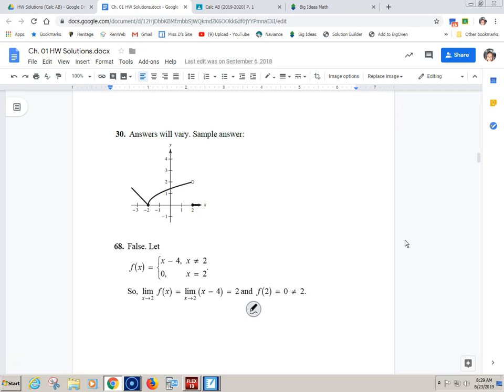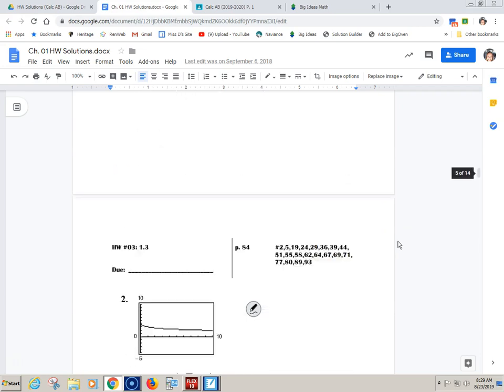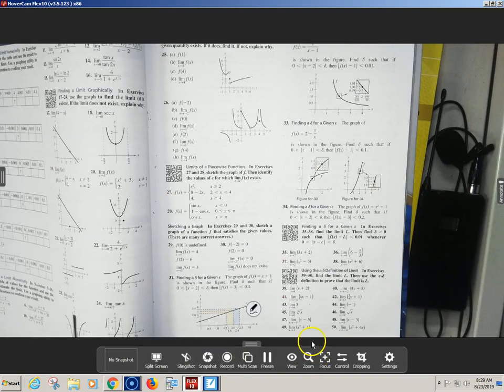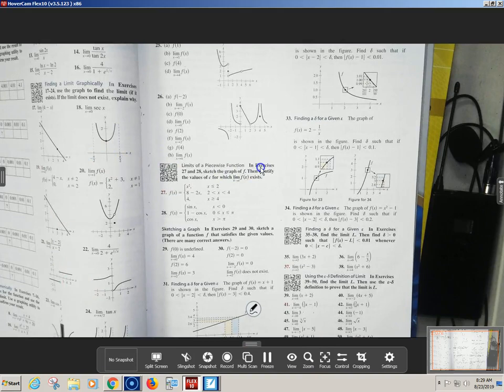Number 68 is false. I think that's the last one, right? Okay, I want you to see 30. I want you to see one variation, but long story short, I don't want you to keep staring at it because that was not the only way to go. Okay, let's start back in at the beginning of homework.